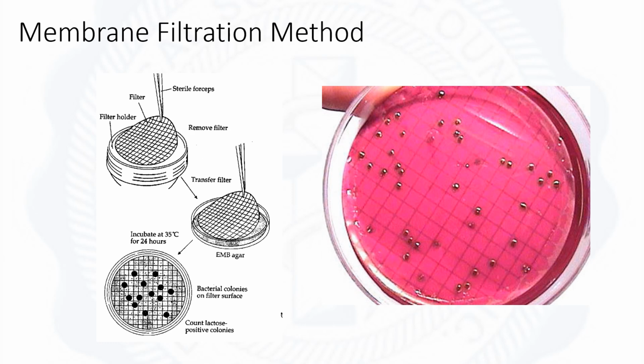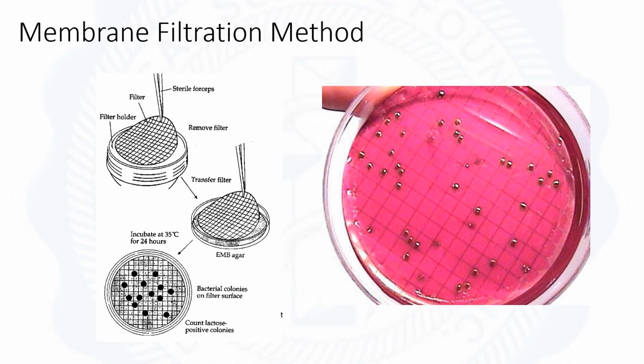So the membrane is transferred to a petri dish with the appropriate growth medium, and the passage of nutrients allows the growth of microorganisms and results in the formation of discrete colonies. The colonies can then be further transferred to a confirmation media or selective media to confirm the type of organism present in the water.